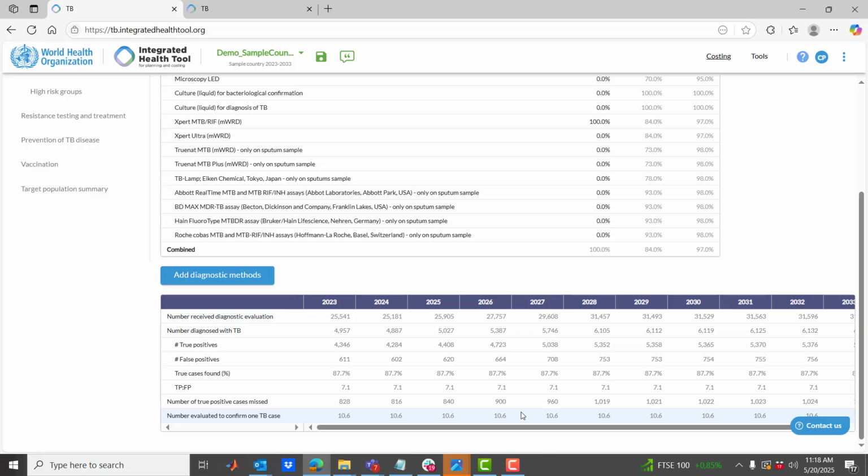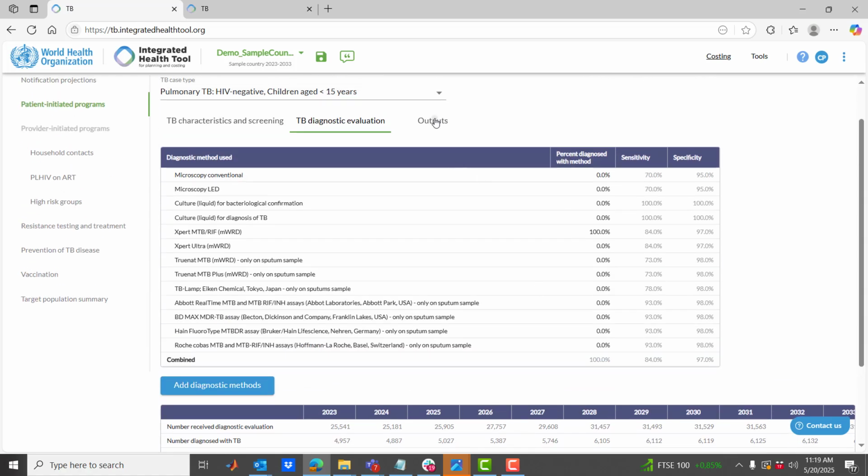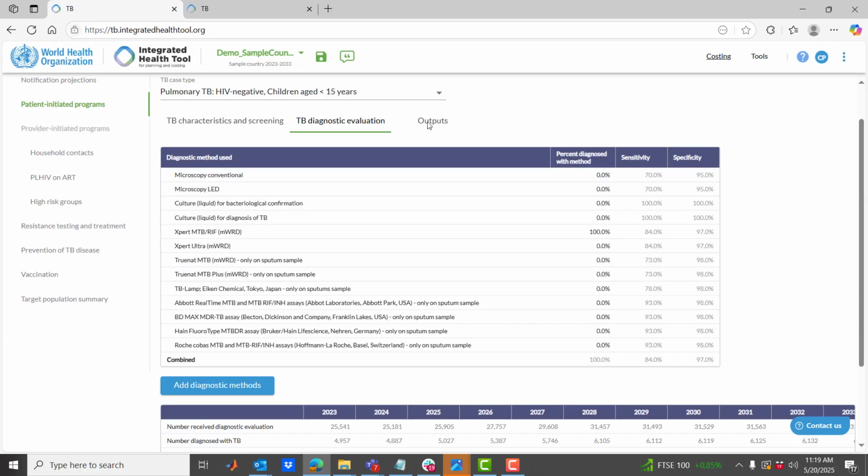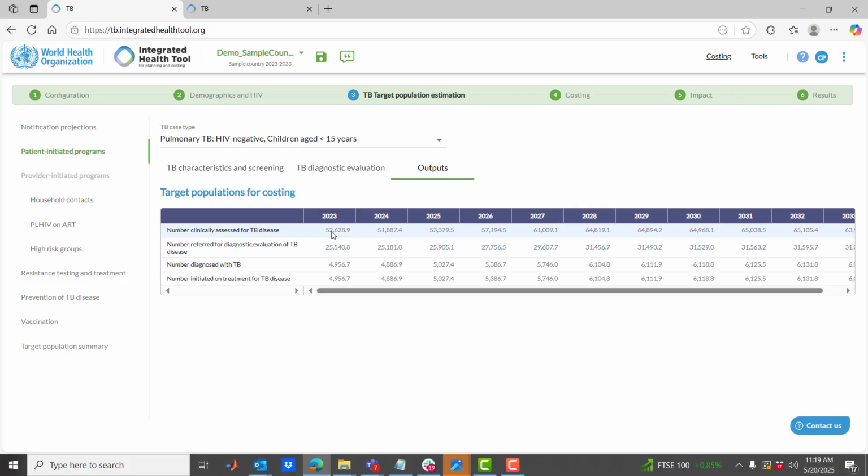The output section shows intermediate results that reflect the cascade of care for the population currently selected, including the number clinically assessed for TB disease, the number referred for diagnostic evaluation of TB disease, the number diagnosed with TB, and the number initiated on treatment for TB disease. These outputs can be reviewed and compared with service statistics to refine the inputs such as the clinical evaluation algorithm and diagnostic method choice, TB prevalence, and so on, for the patient-initiated population considered.